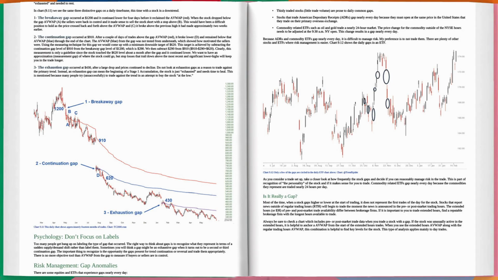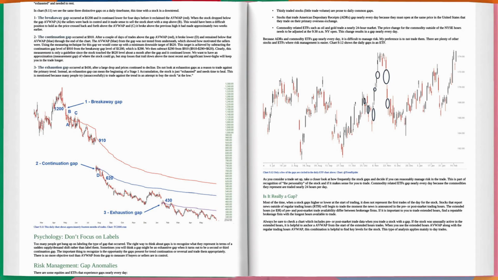3. The exhaustion gap occurred at $430 after a large drop, and prices continued to decline. Do not look at exhaustion gaps as a reason to trade against the primary trend. Instead, an exhaustion gap can mean the beginning of a stage 1 accumulation. The stock is just exhausted and needs time to heal. This is mentioned because many people try unsuccessfully to trade against the trend in an attempt to buy the stock at the low. Psychology: don't focus on labels.